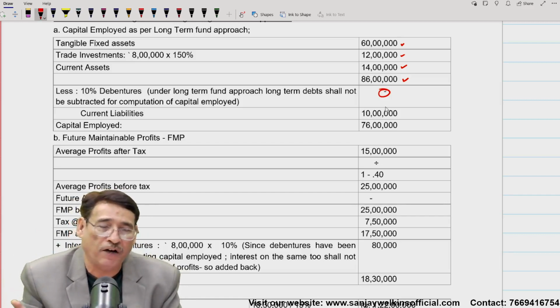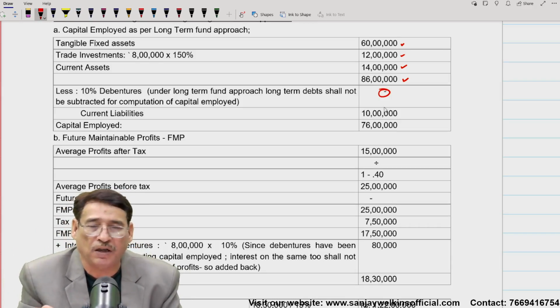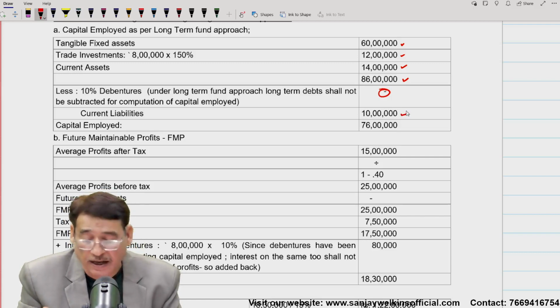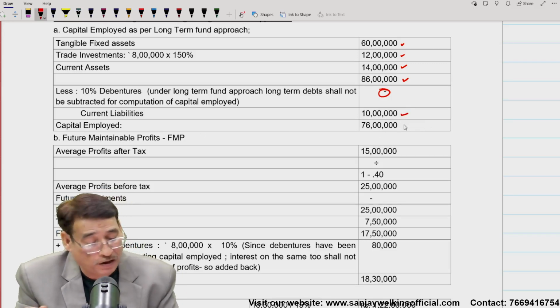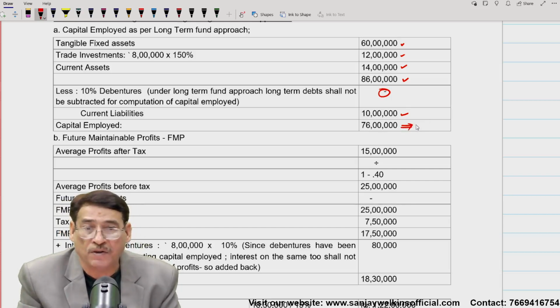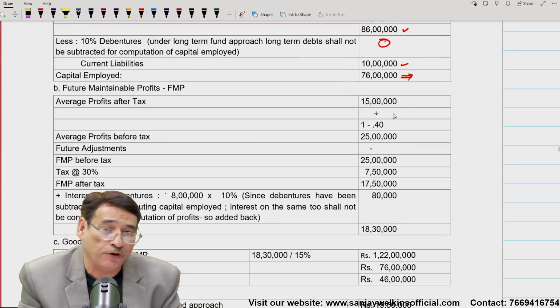Under the long-term fund approach, you will apply the same rule, the same methodology. The only thing is that you will not subtract the long-term liability. Is it clear? Debentures or any other long-term loans. You will subtract only current liability in this particular case. So we can see that our capital employed in this case comes to 76 lakhs. Is it clear? And now we will compute the future maintainable profit.